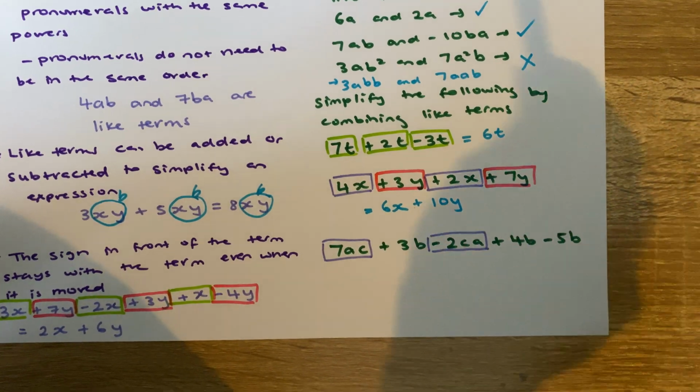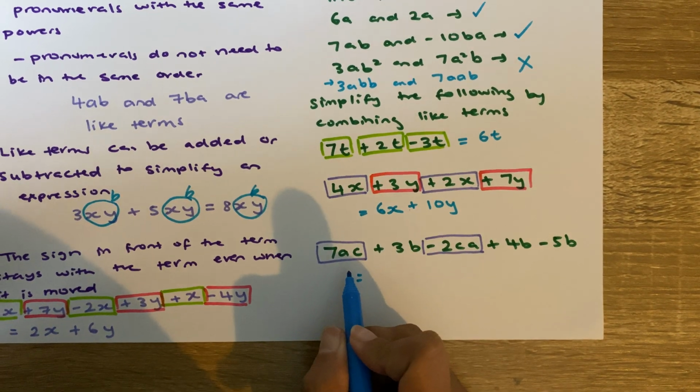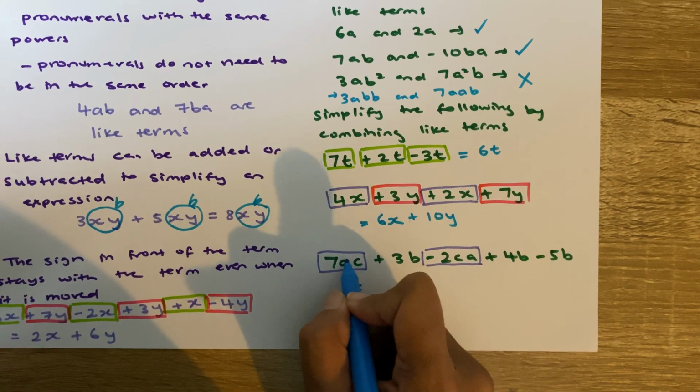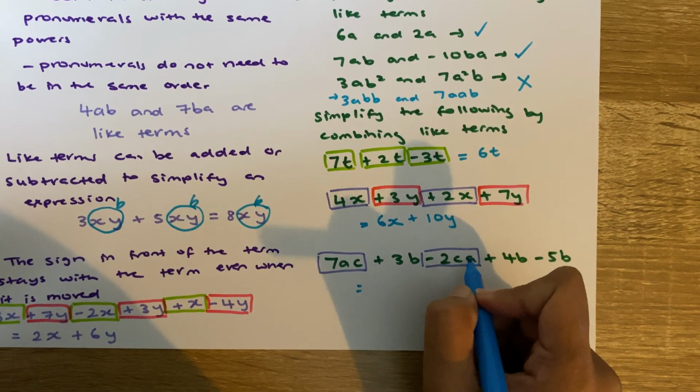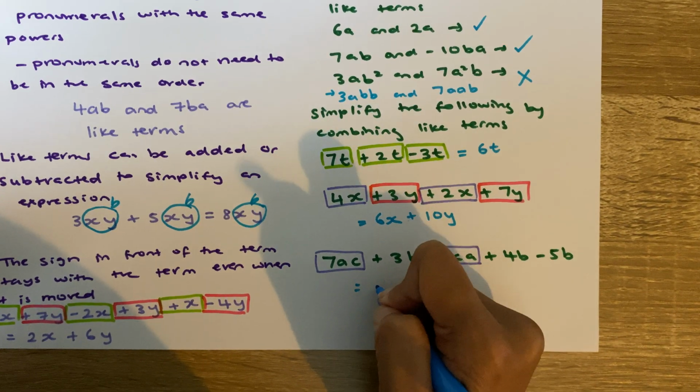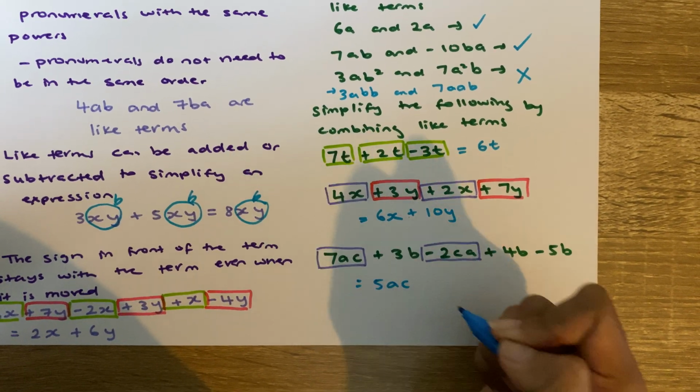So let's do the first part. 7ac, take away 2ac. Or 7 apples, take away 2 apples. If you realize that the like term is the same, to try to help you, 7 of them, take away 2 of them, is 5 of them.